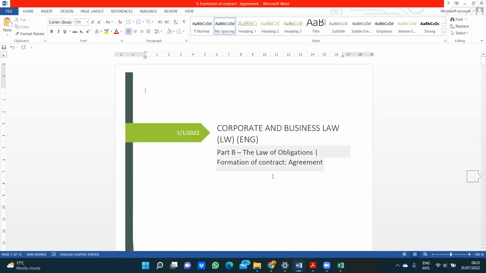Okay, so without further delay, let us start our third session, which is the law of obligations, chapter 1 of part B of the syllabus, formation of contract: agreement.